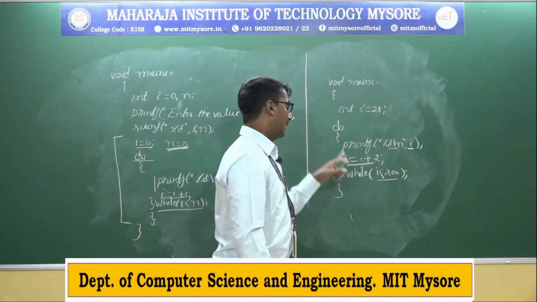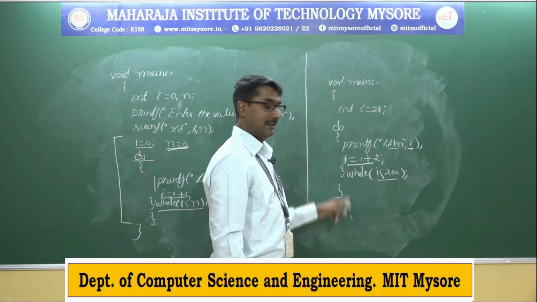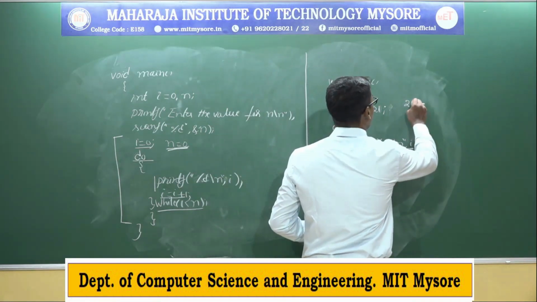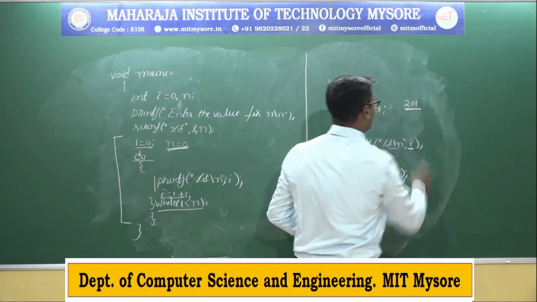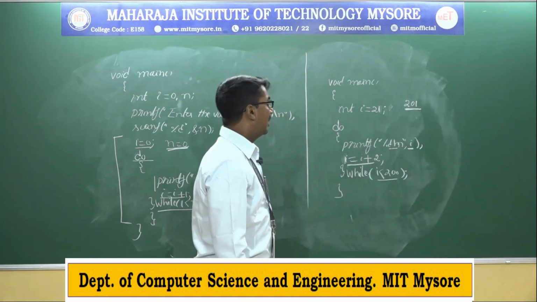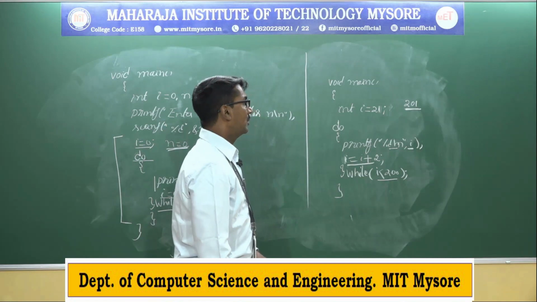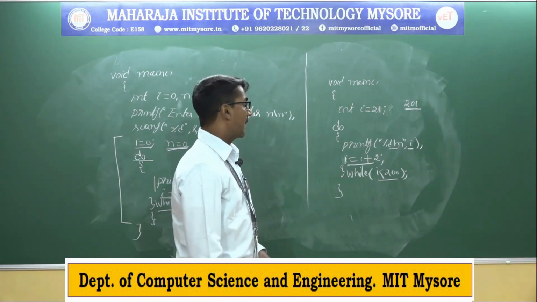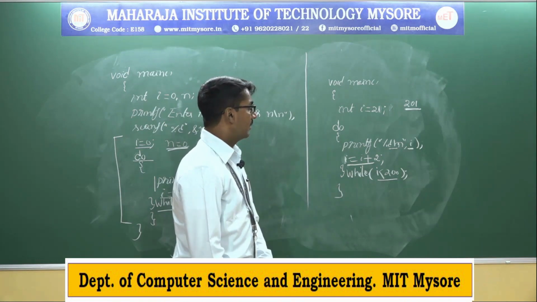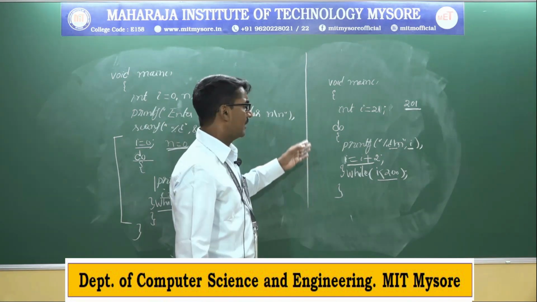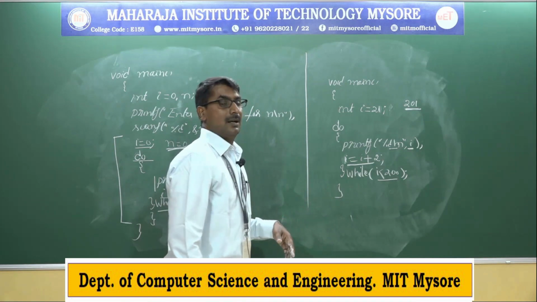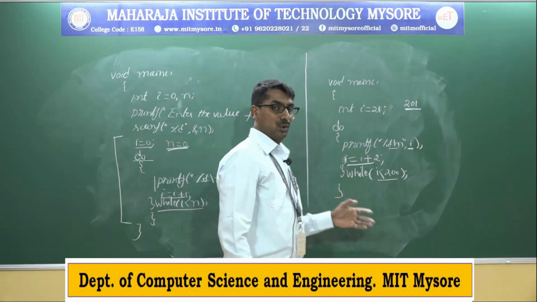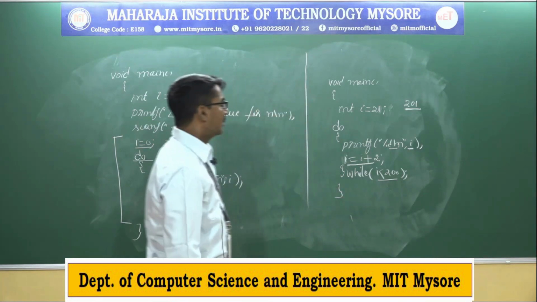So this condition will iterate till the value of i becomes 201. Once the value of i becomes 201, it will terminate from the loop. Once the value of i is equal to 201, then it will terminate from the program. Okay, this is a program for displaying the odd numbers from 21 to 200 using do while statement.